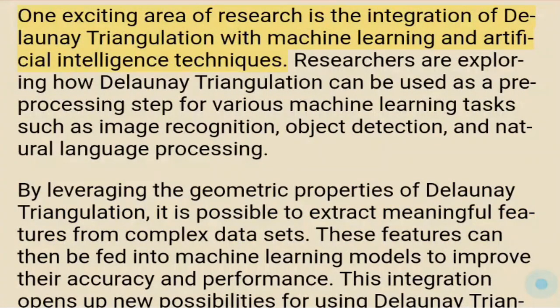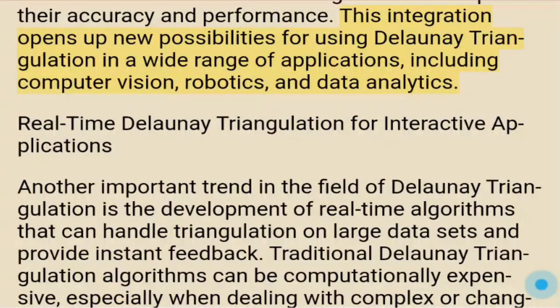One exciting area of research is the integration of Delaunay triangulation with machine learning and artificial intelligence techniques. Researchers are exploring how Delaunay triangulation can be used as a preprocessing step for various machine learning tasks such as image recognition, object detection, and natural language processing. By leveraging the geometric properties of Delaunay triangulation, it is possible to extract meaningful features from complex data sets. These features can then be fed into machine learning models to improve their accuracy and performance. This integration opens up new possibilities for using Delaunay triangulation in a wide range of applications, including computer vision, robotics, and data analytics.